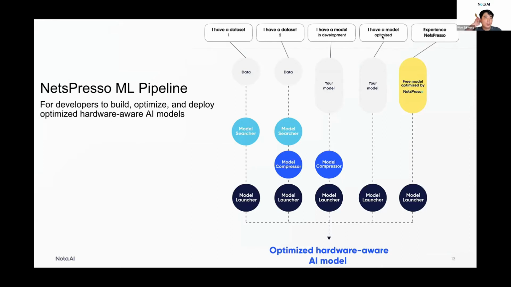Our service is currently running publicly and it's still free for all. All you have to do is register your email address, prepare your own pre-trained AI model, PyTorch or Keras, and upload it to our compressor. That's all you need to do.